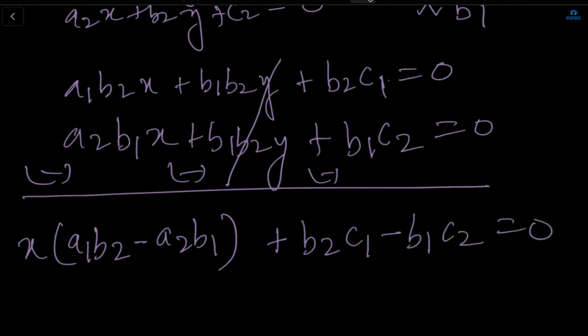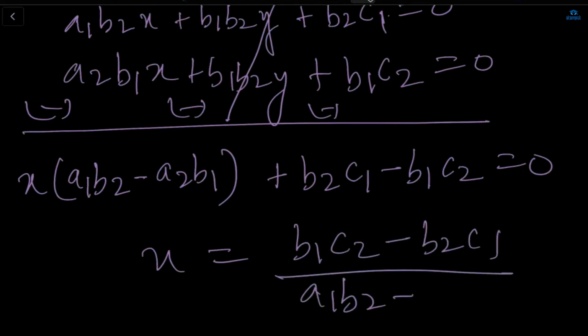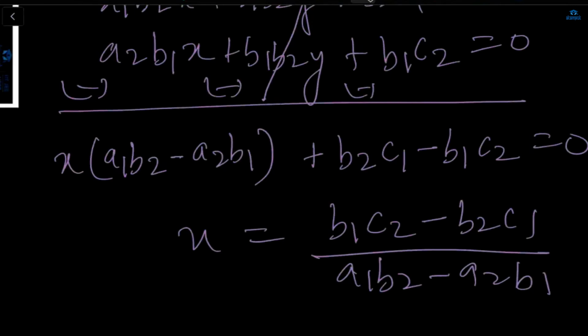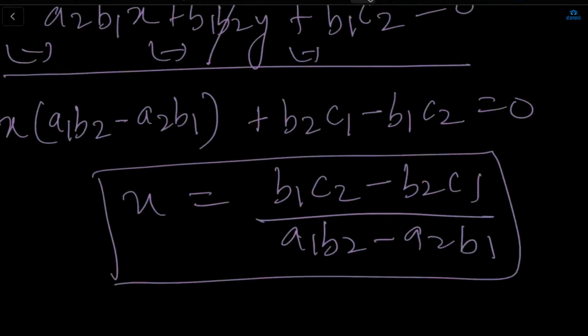Understood? Now, if you solve further for the value of x, you will get B1 C2 minus B2 C1 upon A1 B2 minus A2 B1. This is the value that we have got here. So this is the way you can solve and get the value, and this is your equation 4.